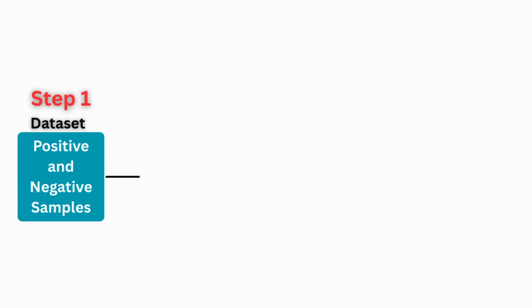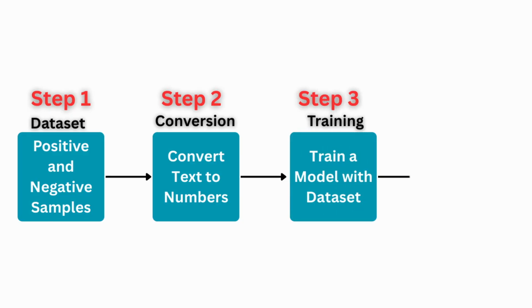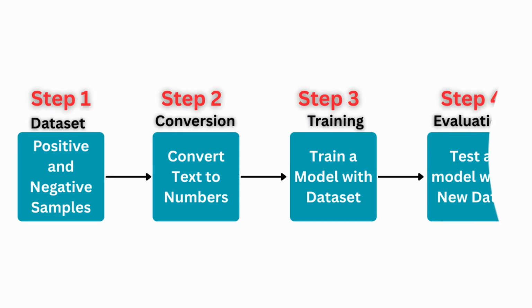To do the text classification, we have to divide this whole process into different steps. In step 1, we have to prepare our data set for our AI model. In the second step, we have to convert this text data into the numbers format because AI only understands numbers. In the third step, we have to feed this numerical data into our model for training, and after training, in the last step, we have to test our model with new data to evaluate its performance.